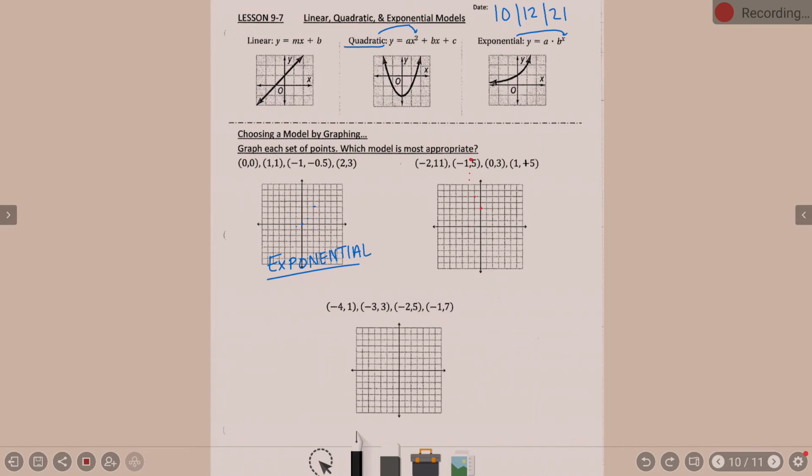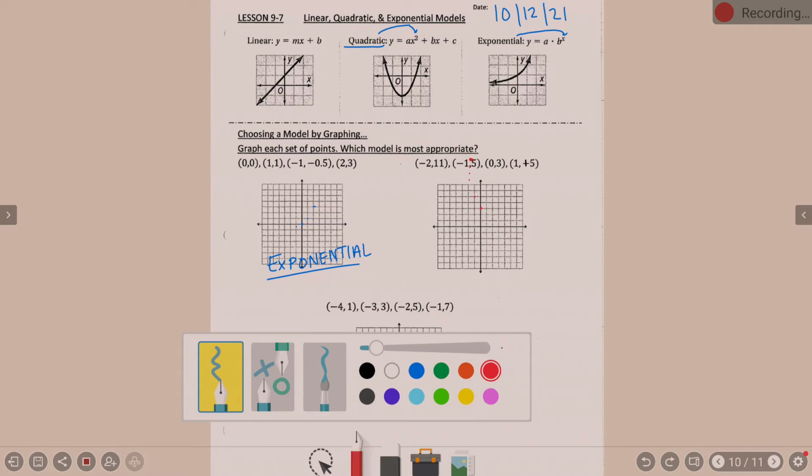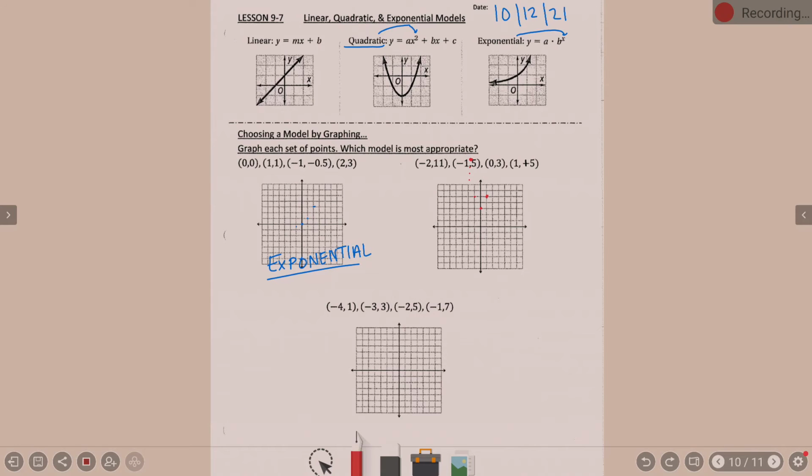So I just looked at my notes. This last one is supposed to be 1 comma positive 5. In my notes here, I have the negative in front of that 5 whited out. So, right 1, up 5. It is a parabola, which means it is which model? Quadratic. That's where I was thinking, dang it, where did I make my graphing mistake?